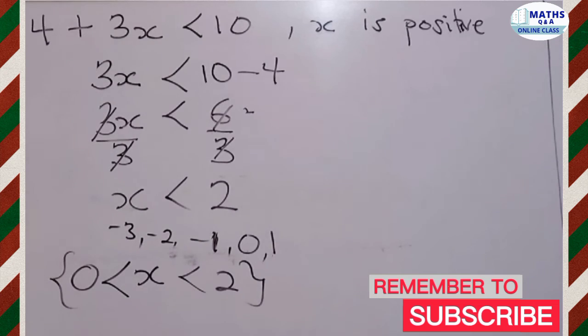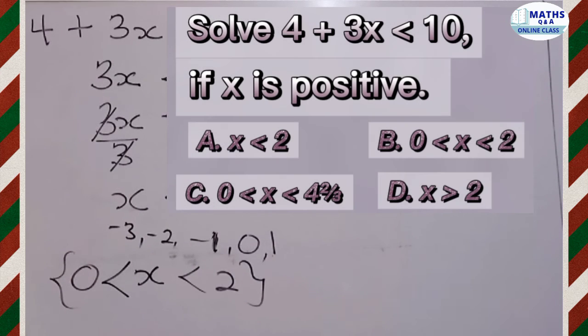So now back to the options given to us in the question. Which of them do you think is correct? Is it A? Is it B? Is it C? Or D? The correct answer is what? B, which is x is greater than 0 but also less than 2.